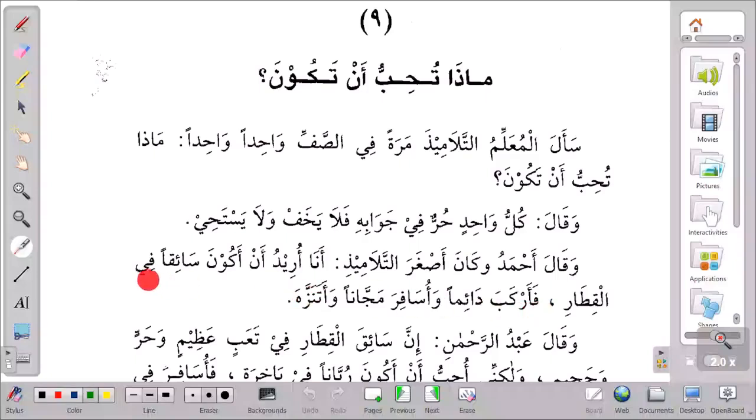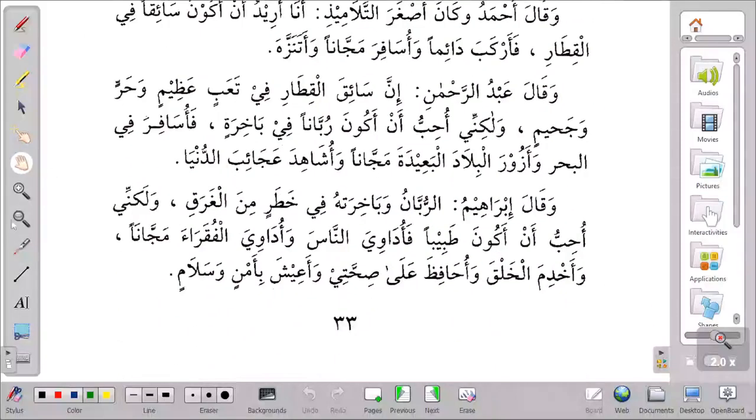So he says that he wants to be a sa'iqun fil qitar, a driver in a train. Fa'arkabu da'iman, and I'll be riding the train always. Wa usafiru majjanan, and I'll be traveling freely. Wa atanazzah, and I'll be having recreation. So you think that when you are just a driver in a train, you'll be traveling freely and having recreation here and there, right? So that's what he says.